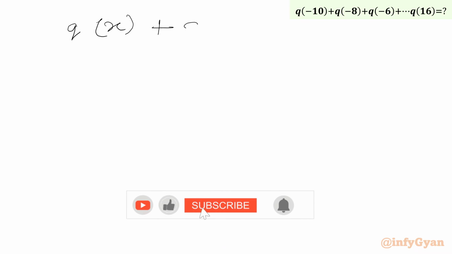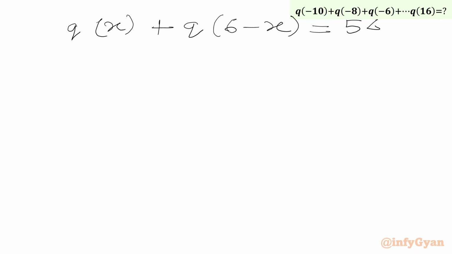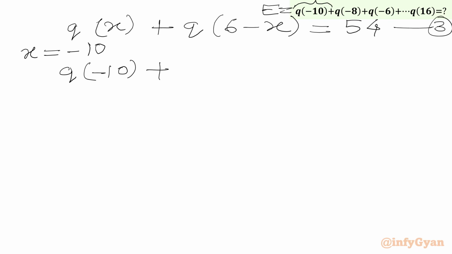We will write here q(x) plus q of 6 minus x equal to 54. Equation number 3. Now we have to put values of x. x equal to minus 10, as we have q of minus 10 here in the required expression E. So we will plug in x equal to minus 10. We are going to get q of minus 10 plus q of 6 minus of minus 10 becomes 6 plus 10, which is q of 16 equal to 54. This will be our equation number 4.